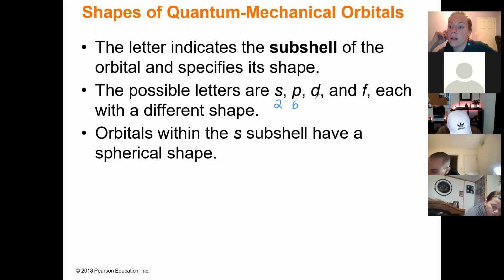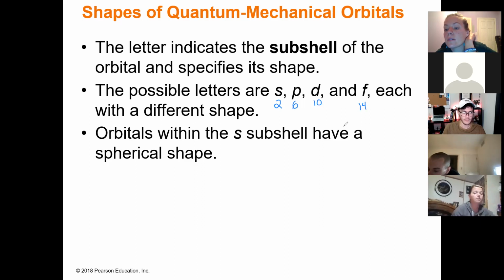The d orbital has very weird shapes. I don't expect you to know those, but you do need to know that the d orbital holds a maximum of 10 electrons. And then for the f, we're not even going to go into what those shapes are, but it is important to know that the f can hold 14 electrons. Okay, so s holds a max of 2, p holds a max of 6, d holds a maximum of 10, and f holds a maximum of 14.